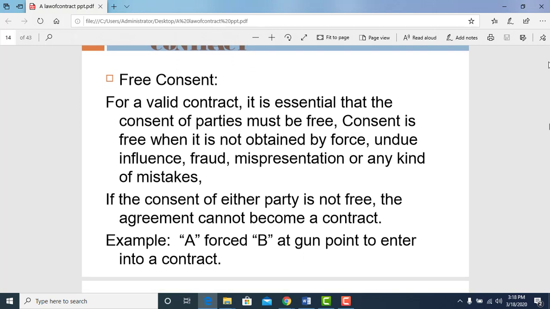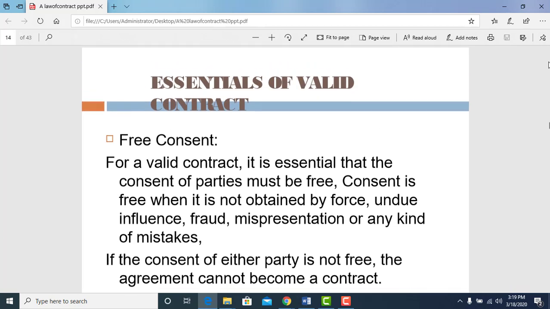Free consent. For a valid contract, it is essential that the consent of parties must be free. Consent is free when it is not obtained by force, undue influence, fraud, misrepresentation, or any kind of mistakes. If the consent of either party is not free, the agreement cannot become a contract. Example, A forced B at gunpoint to enter into a contract. Think about it. Will it be a valid contract?